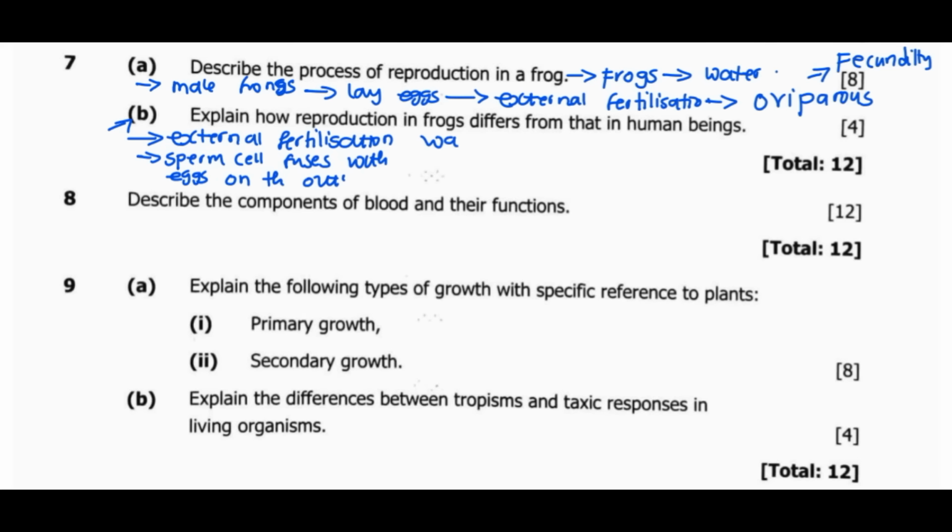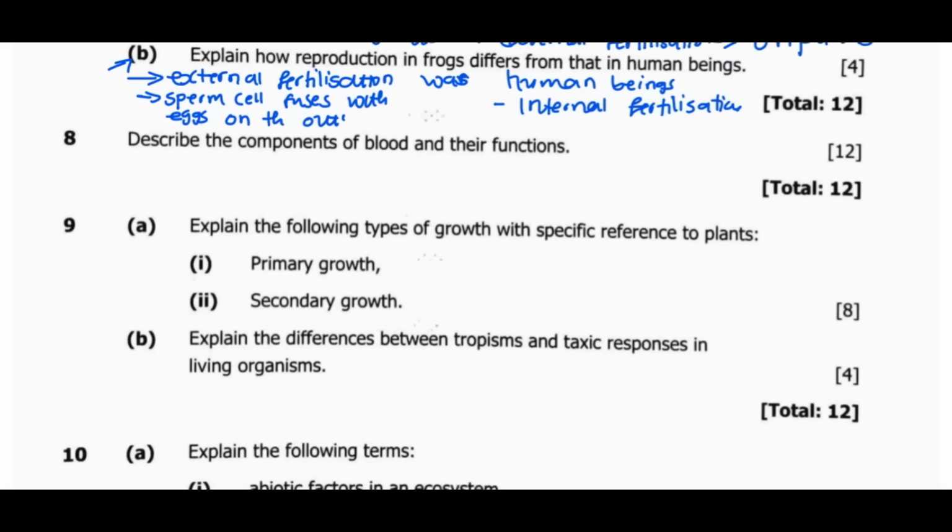Whereas if we look at human beings, we are looking at internal fertilization because it occurs inside the body. So we have internal fertilization. Then here, no eggs will be laid under internal fertilization, but in the other one, eggs are laid.